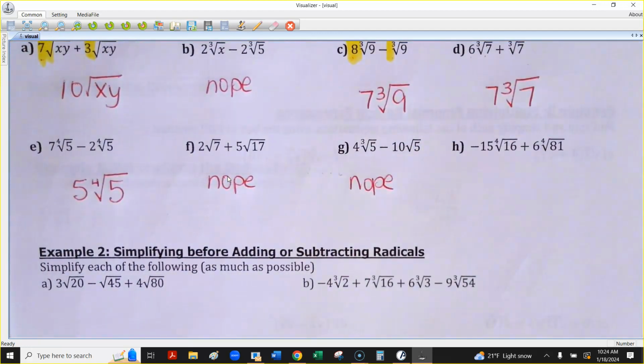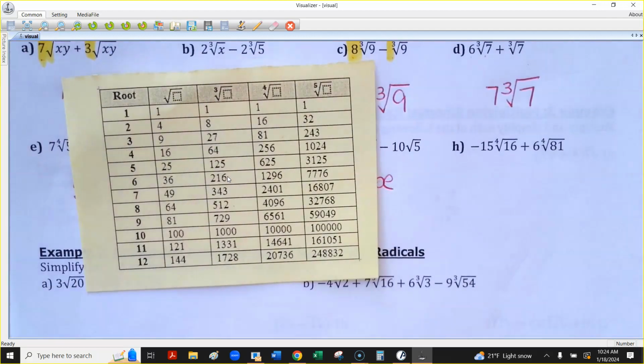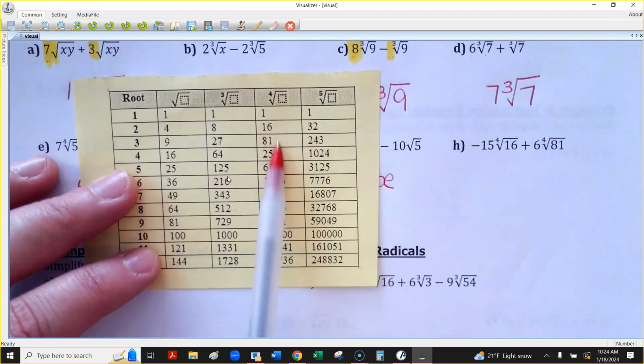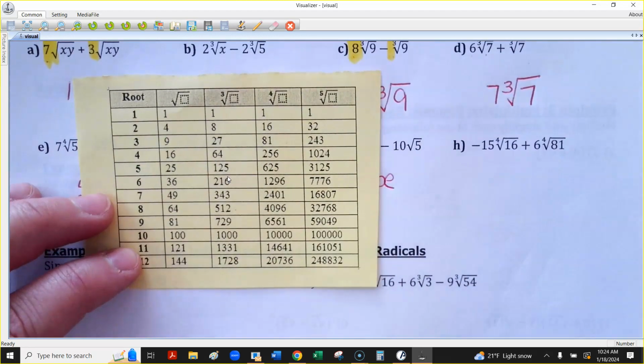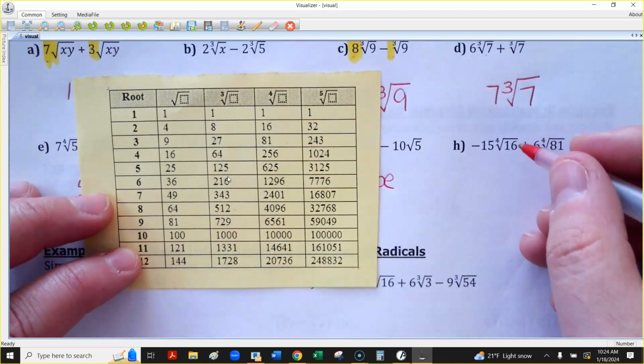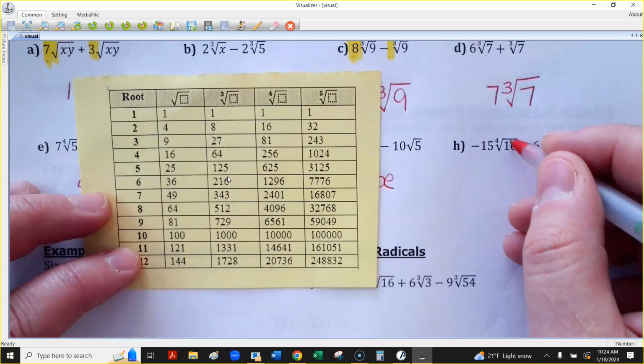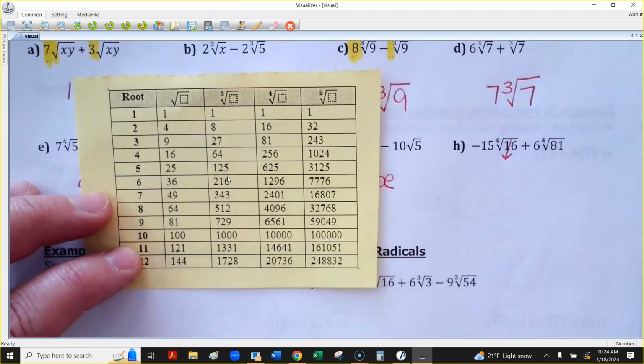All right, and then I got one more. I've got negative 15 fourth roots of 16 and 6 fourth roots of 81. Now, I know this is really tricky, so I'm just going to lay my lovely little yellow piece of paper here for a second. If you look under your fourth roots, 16 is actually a perfect fourth root. So if I have the fourth root of 16, what is that really equal to? 2. Yeah, okay, if it was a square root, we'd say 4. If it's a fourth root, we're going to say 2.